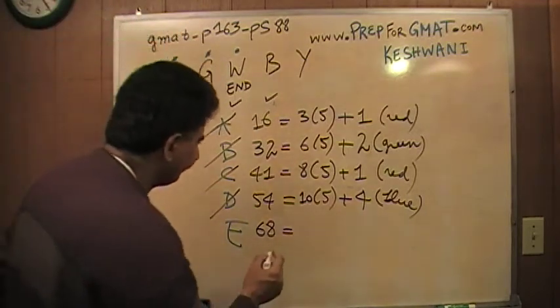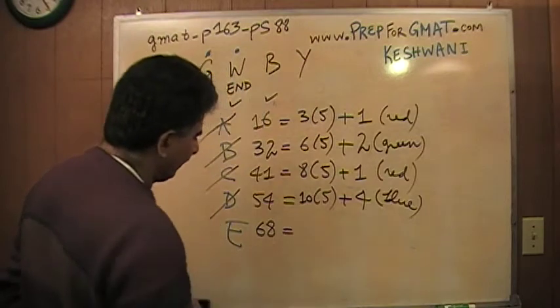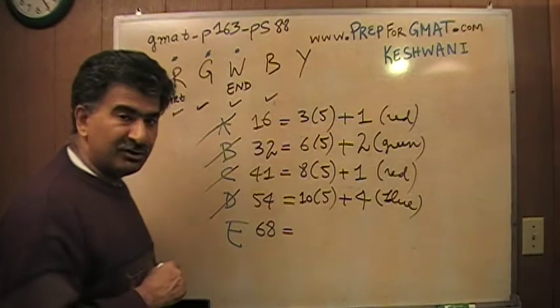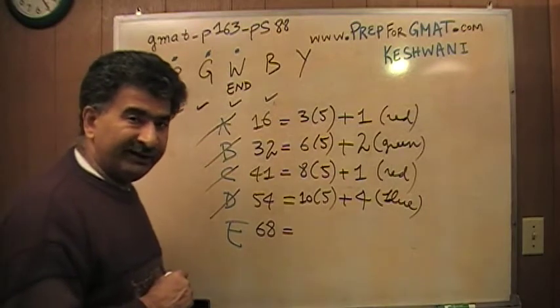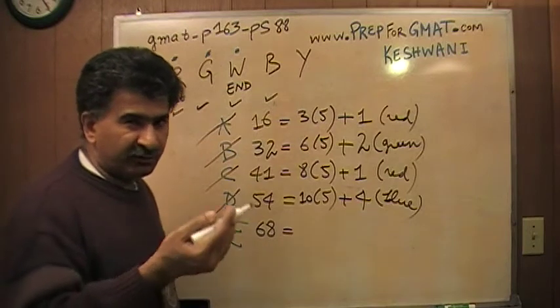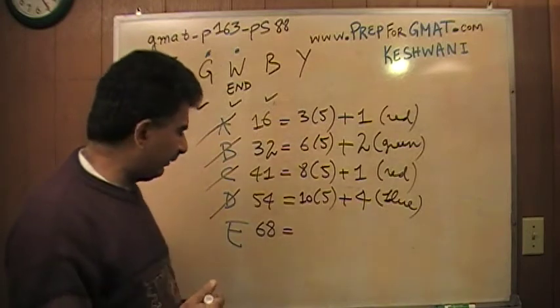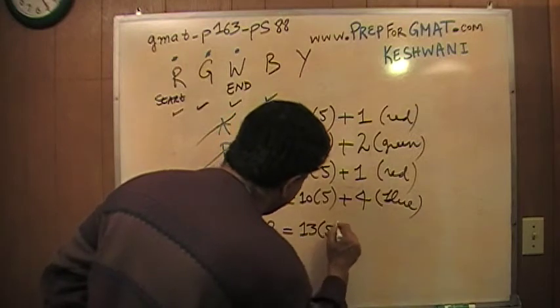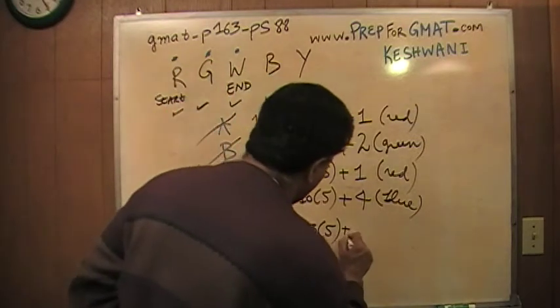68. 68, does it go into 5? Well, of course it does not go into 5, but what's the closest number that you can come to? 68, which does go into 5 with some leftover. Of course we can't go to 70 because we don't have 70 here, we are too short of 70. So how about 65? 65 would be 13 complete patterns, and then 3 more to go.